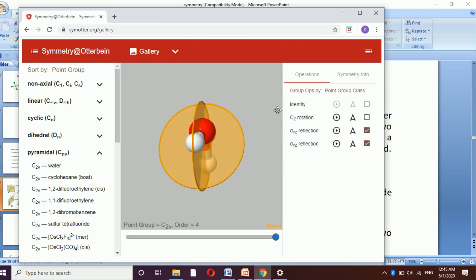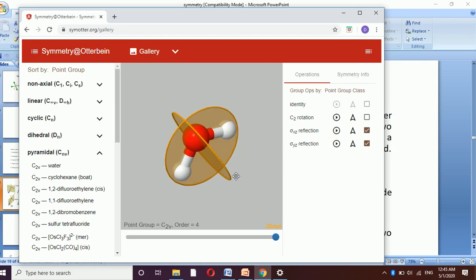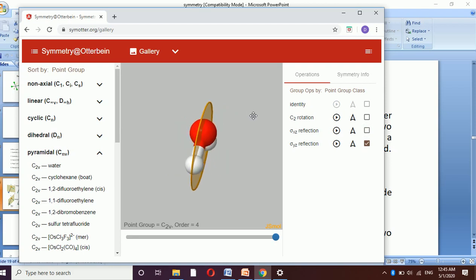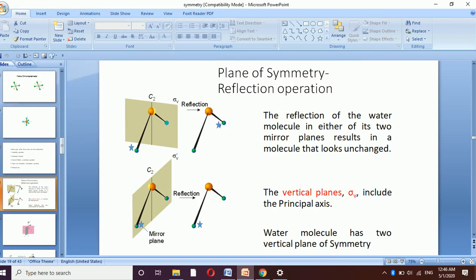molecular plane, the plane where the molecule lies. See, there is no change in the position of atoms, but a reflection happens and all the atoms are cut into hemispheres and you get a new image that is indistinguishable from the initial one. So that's another plane of symmetry. So you have two planes of symmetry here.